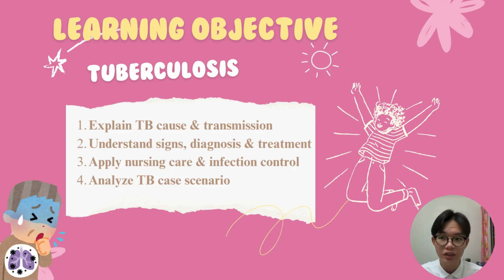By the end of this presentation, the audience should be able to explain the causes and transmission of tuberculosis, understand the signs and symptoms, diagnostic investigation, and also the treatments of tuberculosis. Apply appropriate nursing management and infection control measures for tuberculosis patients. Analyze a clinical case scenario related to pulmonary tuberculosis and its management. So we hope this presentation will provide a clearer understanding of the importance of early detection, proper treatment, and holistic care in nursing tuberculosis management.